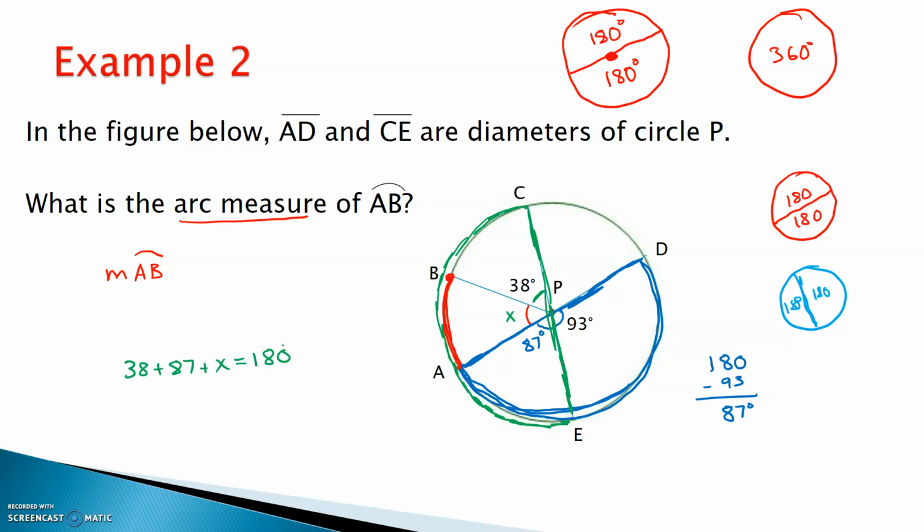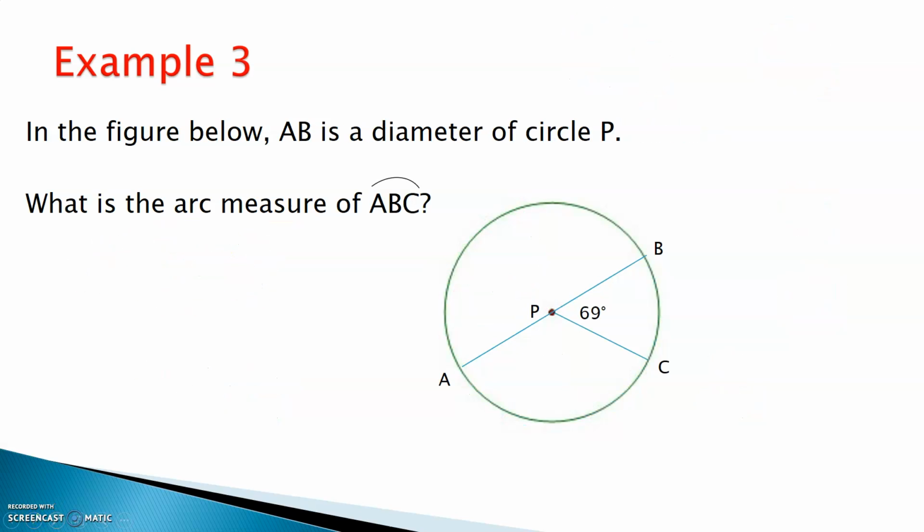So I'm thinking, 38 plus the 87 plus the x that I don't know is equal to the 180 degrees that were created. What's 87 plus 38? That gives me 125, plus x is equal to 180. If I subtract 125 from both sides, I get x is equal to 55. X right here is equal to 55 degrees. And that's how many degrees are holding up arc AB. So this is going to be 55 degrees. That's our arc measure. All right, let's move on to the next one here.